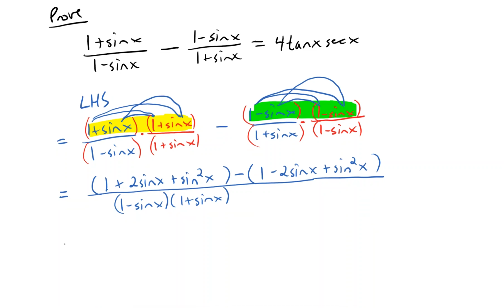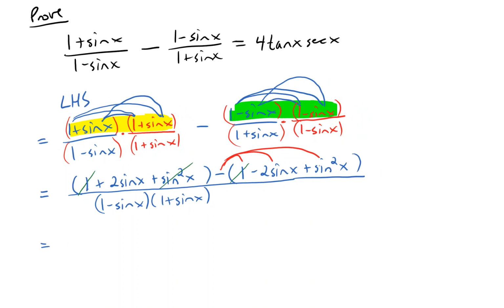So let's clean this up a bit. On the top, this negative is going to distribute, so all these signs are going to change. We've got a positive 1 here, and when this negative distributes, this is going to become a negative 1. So 1 and negative 1 turn into 0. Similarly, positive sine squared and negative sine squared turn into 0. What remains on top is 2 sine of x plus, when I distribute my negative, plus 2 sine x. So I get 4 sine x on top.